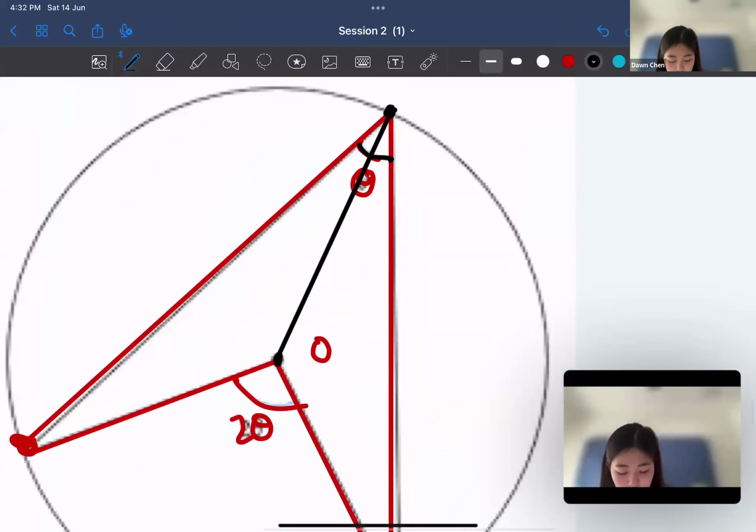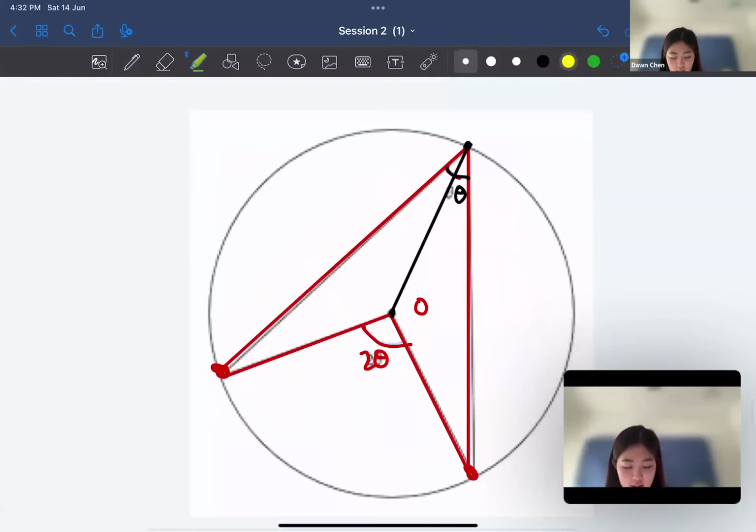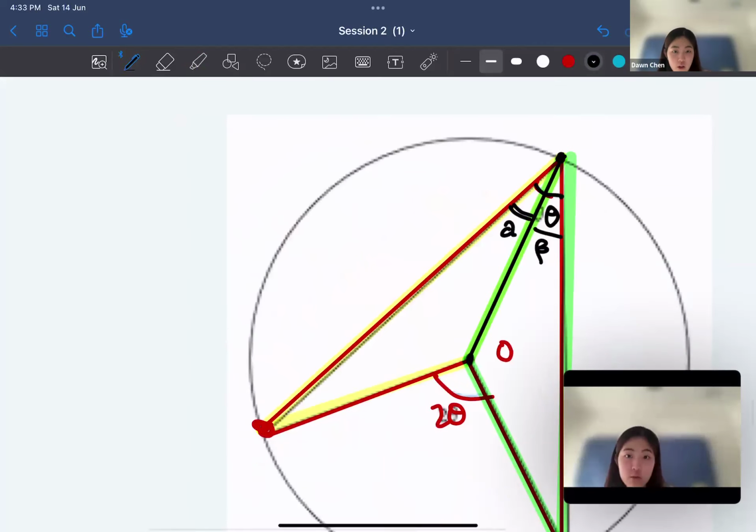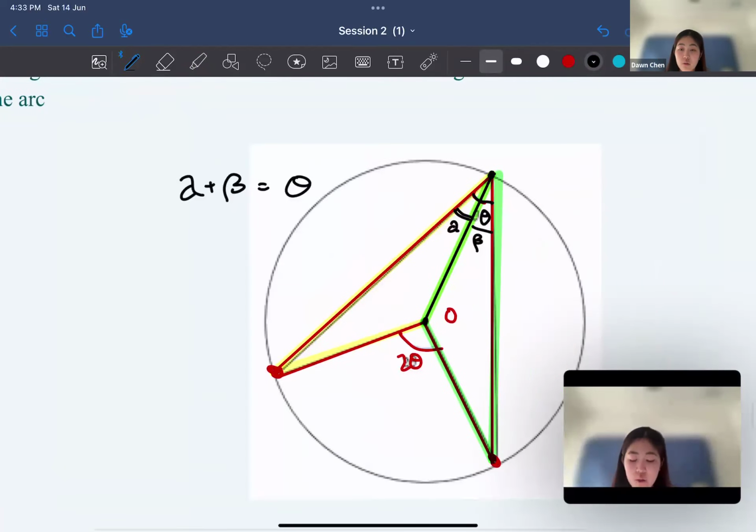So we know this angle is theta, the big angle, but we also know that this big angle can be split to be part of two isosceles triangles, this one and this one. So if we say this side of the angle is equal to alpha, and this side of the angle is equal to beta, then first we know that alpha plus beta equals theta. What else do we know?